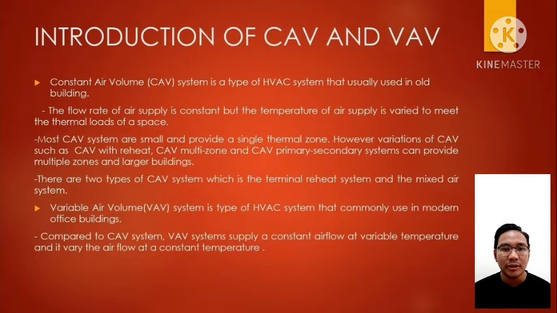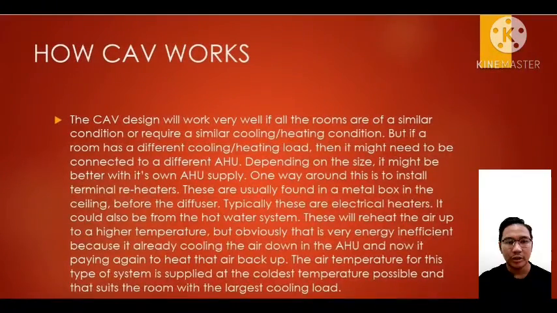There are two types of CAV system, which are the terminal reheat system and the mixed air system. The variable air volume (VAV) system is a type of HVAC system that is commonly used in modern office buildings. Compared to a CAV system, which supplies a constant airflow at variable temperature, a VAV system varies the airflow at a constant temperature. We move to the next part, how CAV works.